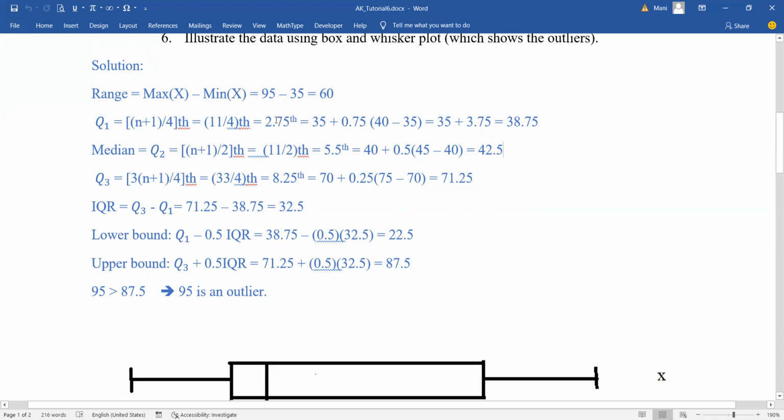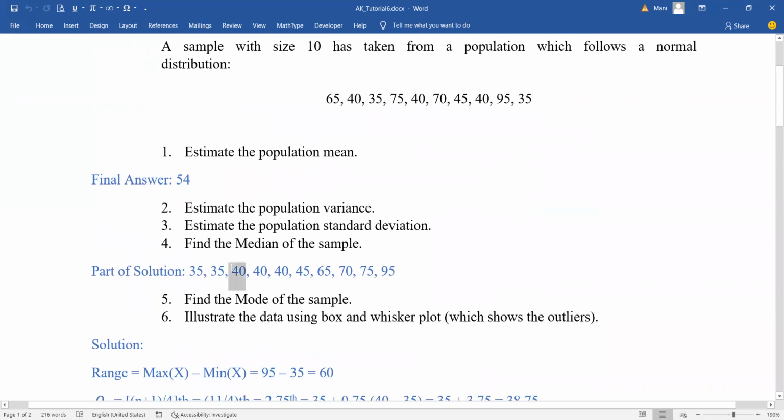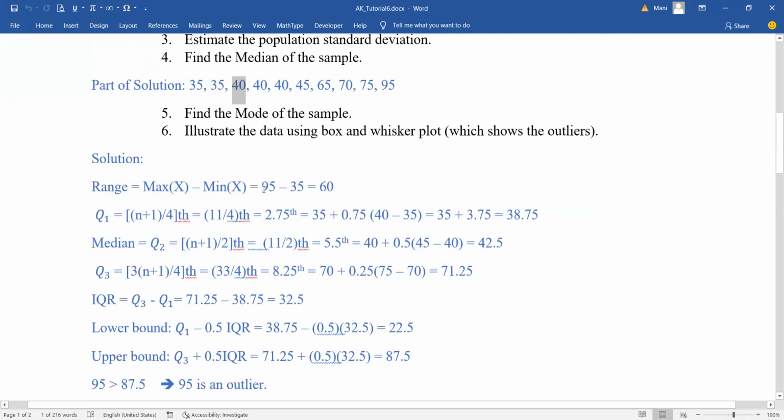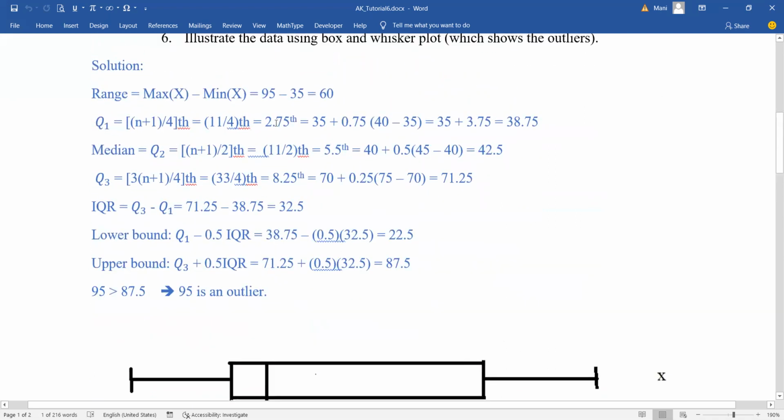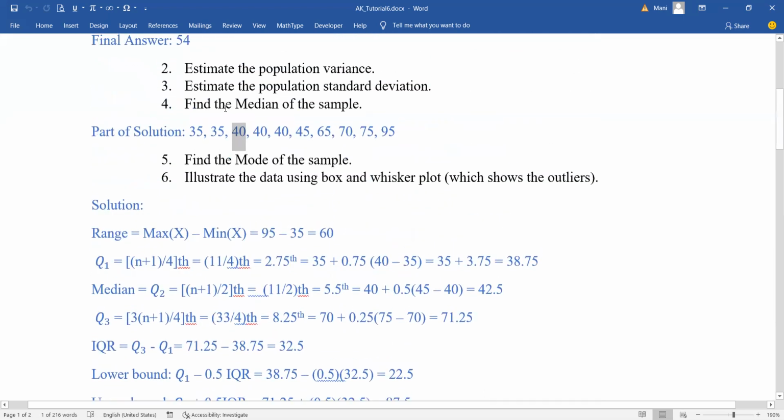If this number was an integer, like let's say it was the third position, so the third position would be 40. So 40 would be Q1. Directly you could find the final answer, right? But now we have decimal points here, so it's not as easy as that, so we should estimate it. How to estimate it accurately? So first check, 2.75 is between the second and third position. Okay, so 35 and 40.